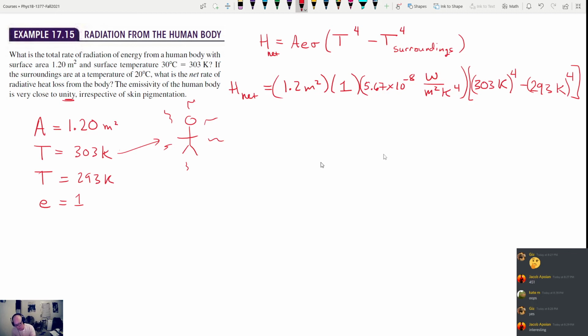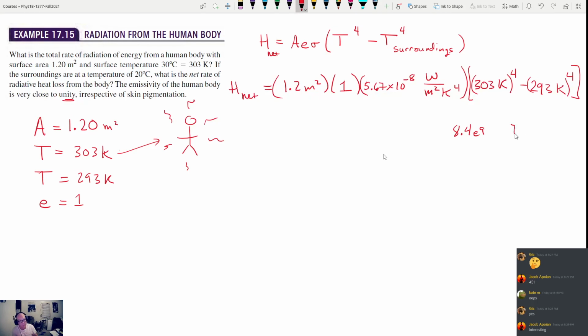Let's look. So 303 to the 4th power is, God, it's a huge number. This is 8.4 times 10 to the 9. I'm just going to write it out like this. And then that's minus 293 to the 4th power, which is only 7.3.